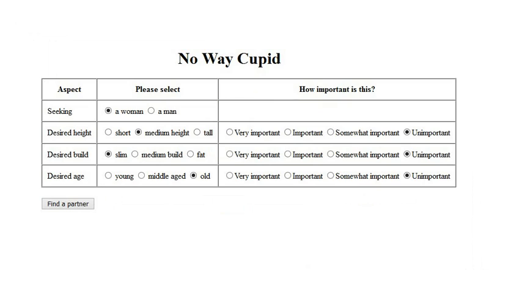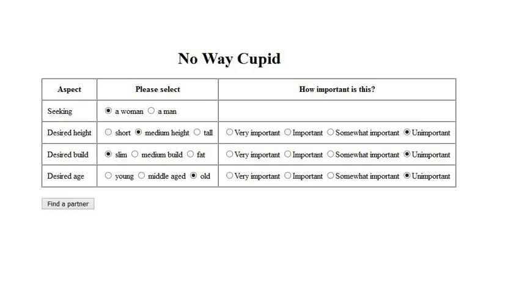Here's the main screen that you see when you run the program. You are asked whether you're looking for a man or a woman, and you need to pick a particular height range, short, medium or tall, a build range, slim, medium or fat, and an age range, young, middle-aged or old. In each case, you can specify how important each choice is. For instance, you might want a slim partner, but aren't particularly fussy about it. In that case, you can set the importance of that row to somewhat important or unimportant.